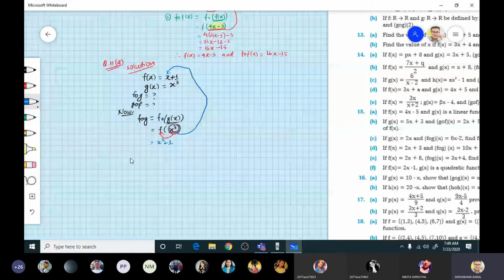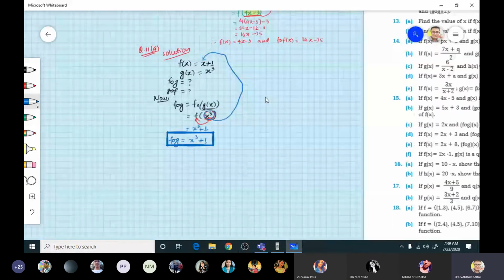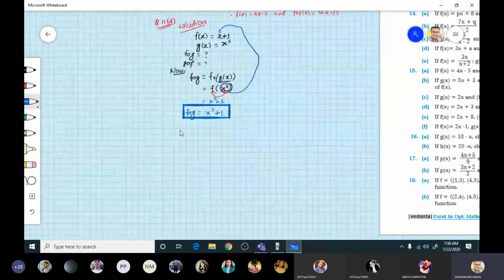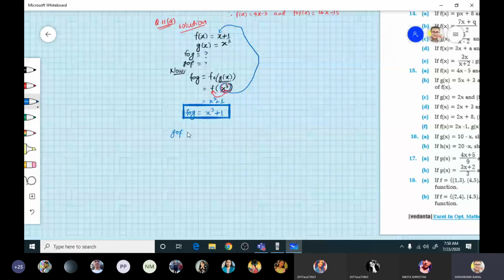This is f composite G. Now let's write G composite f also. G composite f. How to find G? I request you to find it yourself. We can solve the exercise of inverse function in other class. We don't need to hurry here. Just find it. G composite f. I'll solve it later. I'll ask individually with few students.